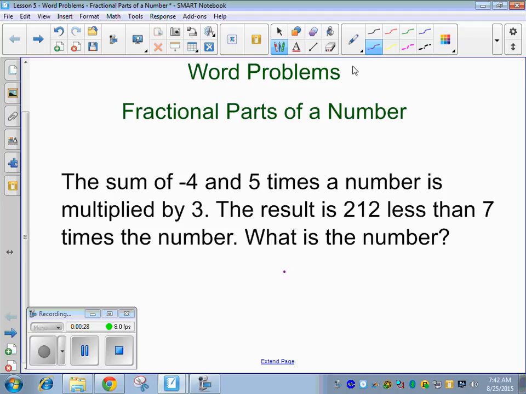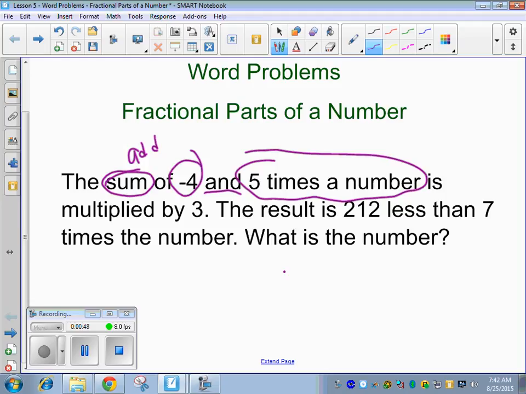So the sum of, so when it says sum, what does the word sum mean? Okay, that means we are adding something, right? And the two things we are adding are always in between the word and. So we are adding -4 and 5 times a number, okay? So that would be -4 plus 5n.